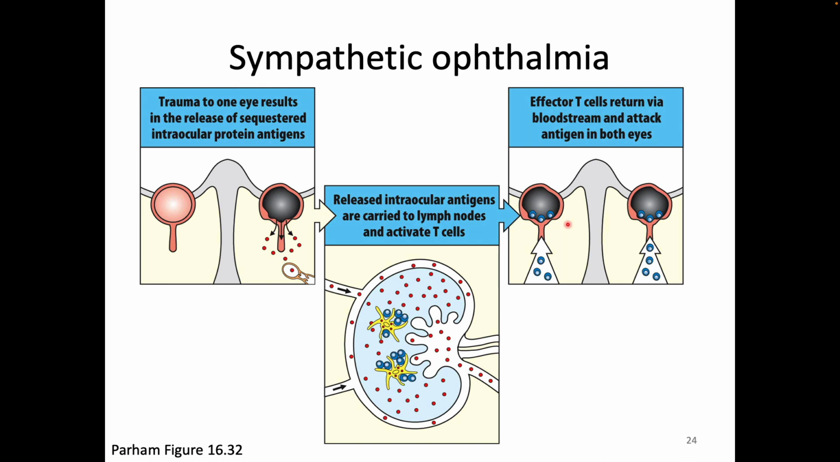Yes? Sorry, I'm confused. So it would always happen if you have damage to one eye? So it does not seem to always happen, but it has to be pretty severe damage that allows antigens to leak out of the barrier. And again, I am not sure I've ever heard a discussion of immune privilege where sympathetic ophthalmia doesn't come up. It's the example everyone always uses.